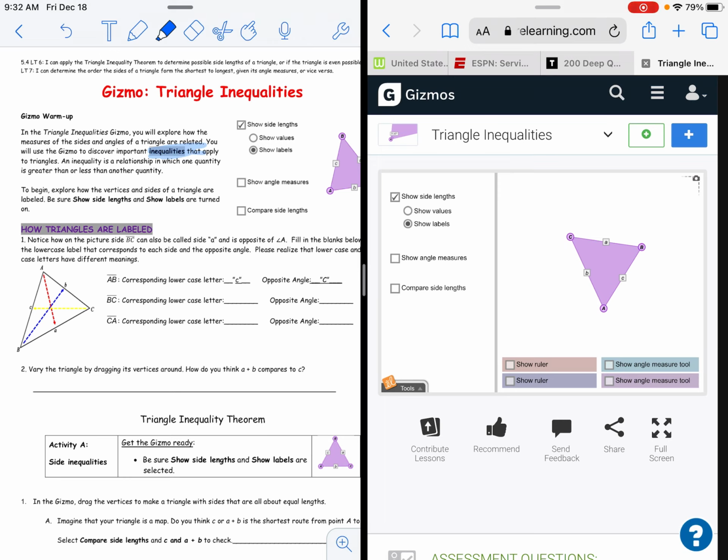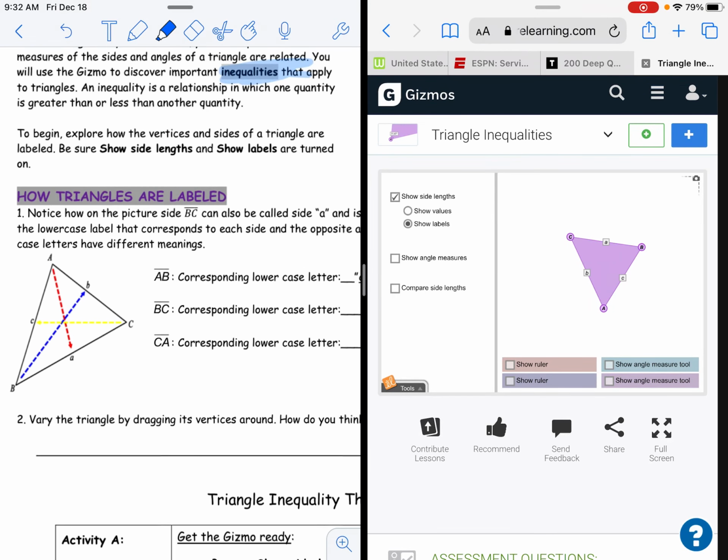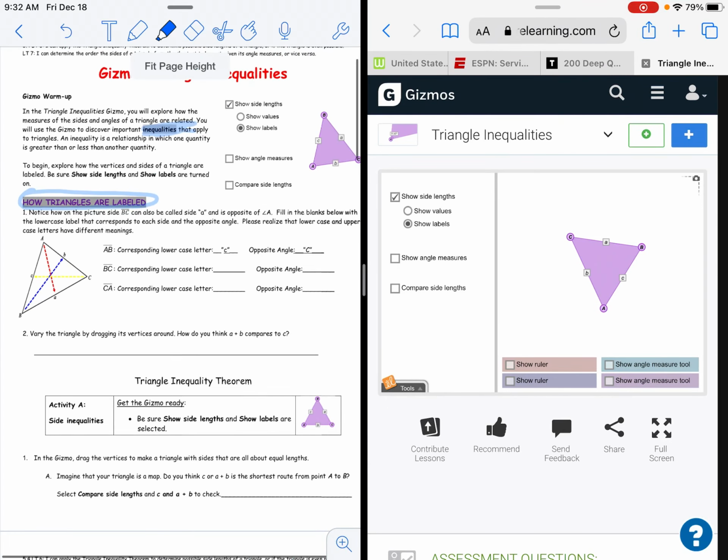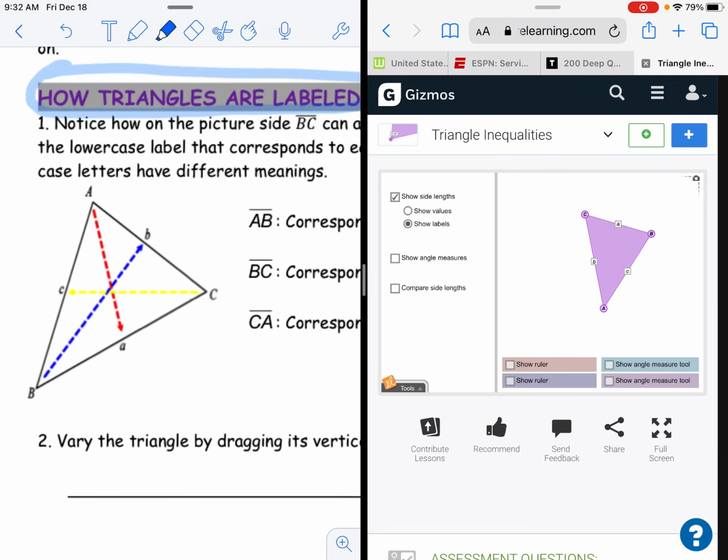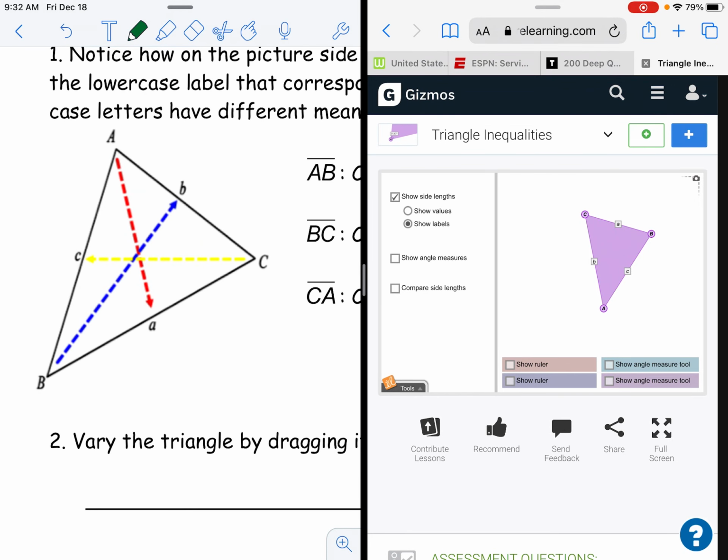All right, so we have show side lengths and show labels turned on. How triangles are labeled is actually really important. Notice how on the picture, side BC is also called side a. We have the triangle on the right side of the screen that we can manipulate. We cannot draw on it, though, so I'm going to use this right here to draw on it.